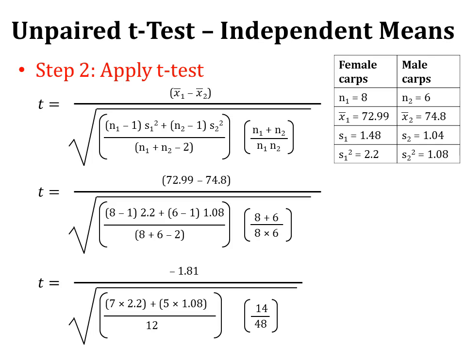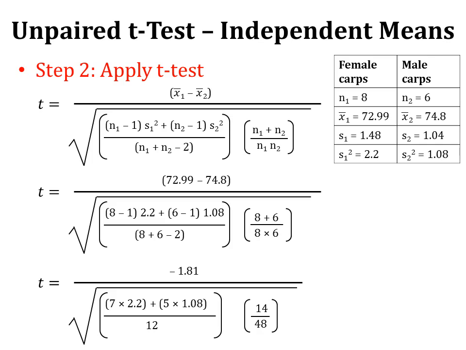Now the difference between the mean values of the two groups is minus 1.81. And then we have 7, which we got by subtracting 1 from 8. So 7 multiplied by 2.2, and we have 5, which is the degree of freedom for sample number 2, and we are multiplying it by 1.08. And then we have 12, which is 8 plus 6, 14, minus 2. And then the next factor, we have 14, which is 8 plus 6, and 48, which is 8 multiplied by 6.